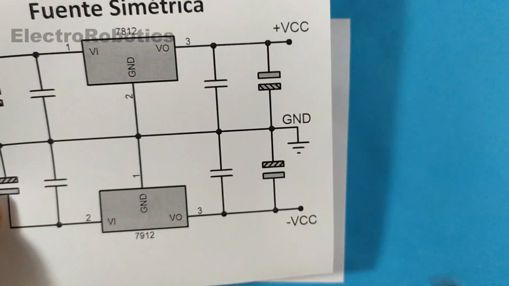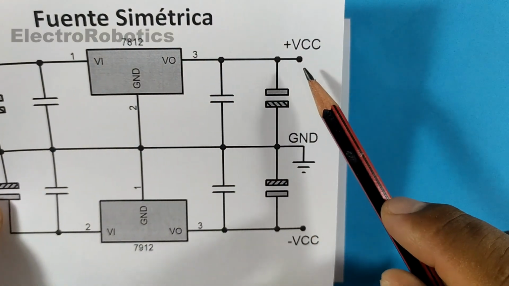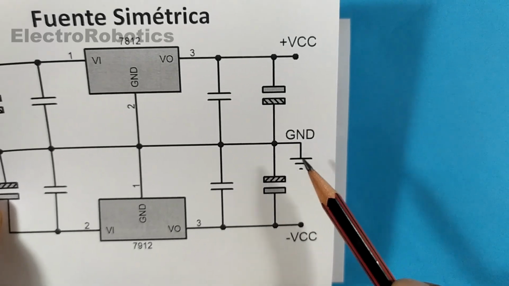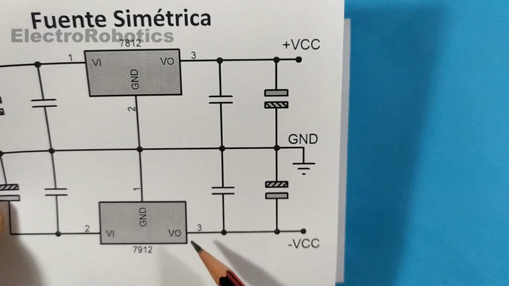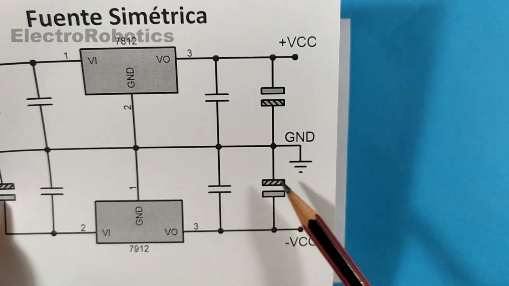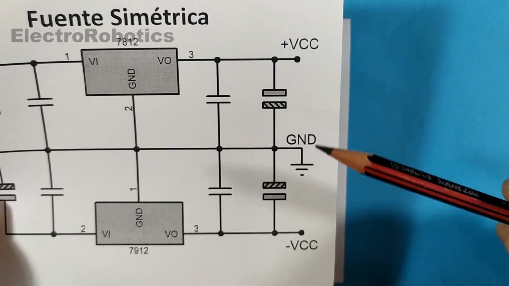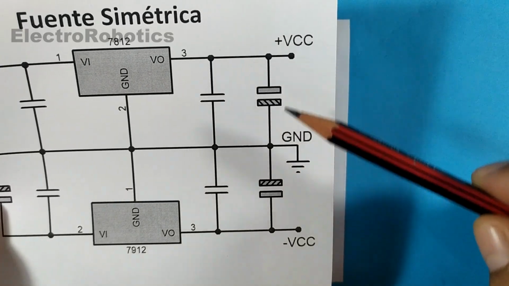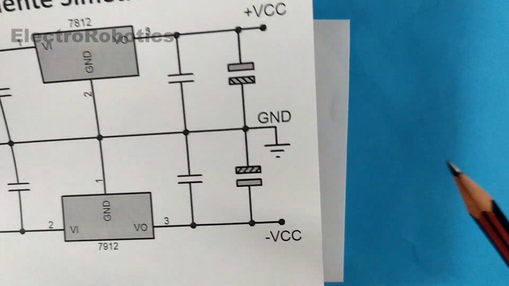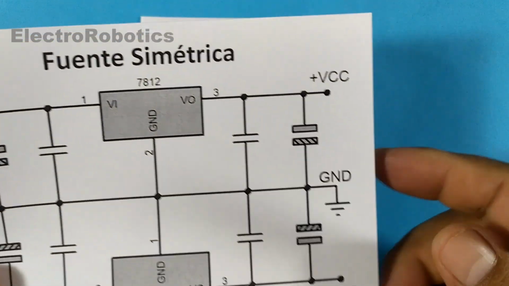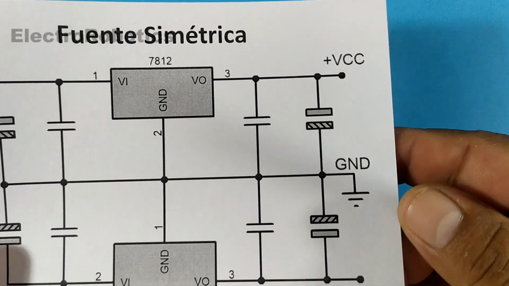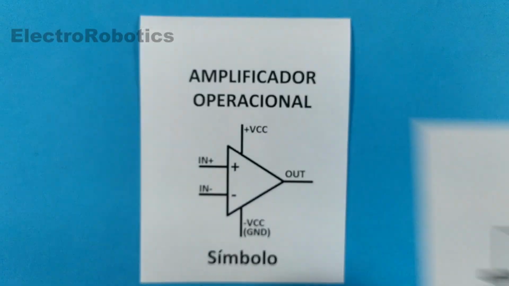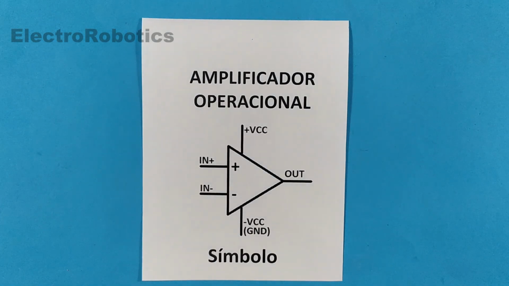The symmetrical thing means that it has a regulator to give us positive with respect to GND or a midpoint, and a regulator to give us minus VCC with respect to a midpoint. This is like having an alternating signal. It has a positive signal and a negative signal. So the operational amplifier can work with this type of power supply, which is not very common. Therefore, we are not going to work with this type of power supply, but with a normal or simple power supply.